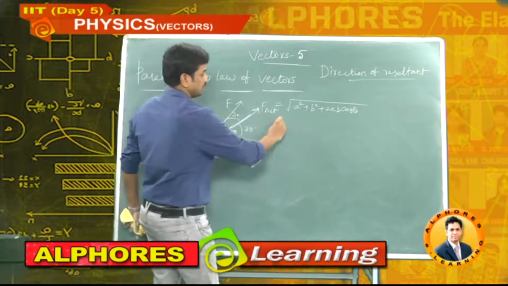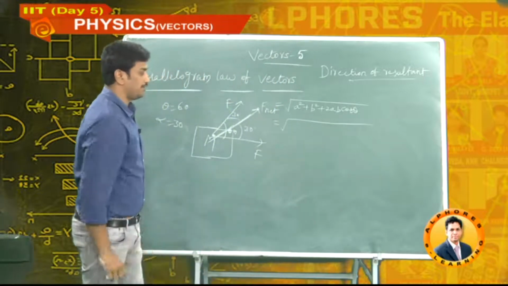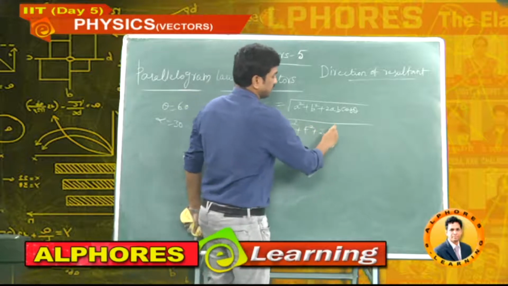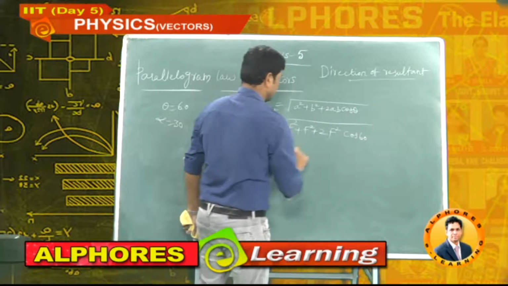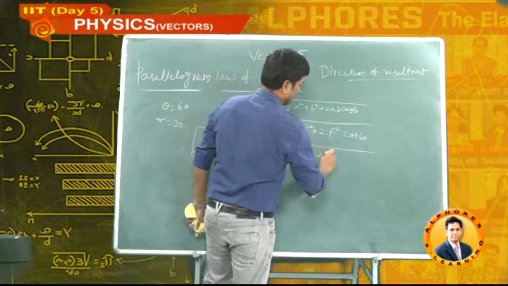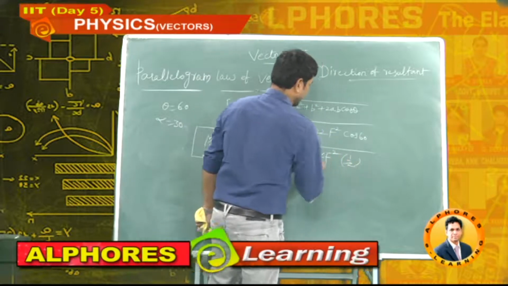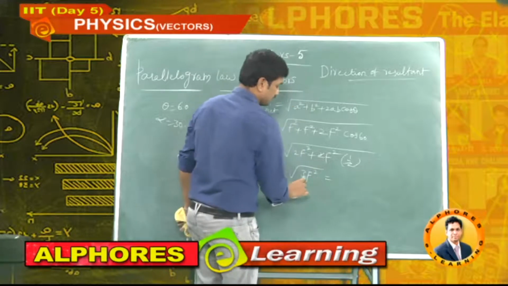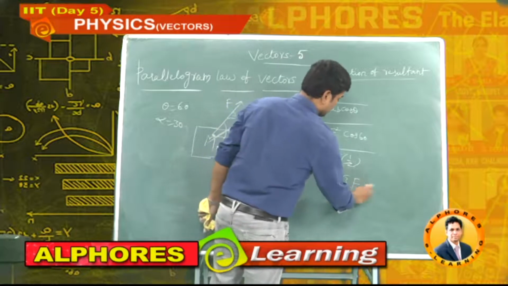Now once again, net force or resultant force, a value F, b value F: F square plus 2F into F, F square, and cos 60. 2F square plus 2F square cos 60, value 1 by 2. The 2 cancels: 2F square plus F square, root 3 F square. Now F we will bring out: root 3 into F.